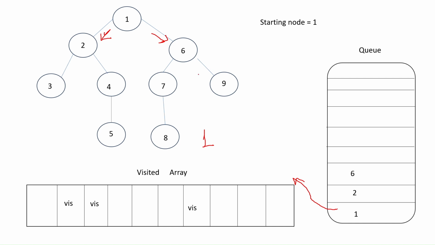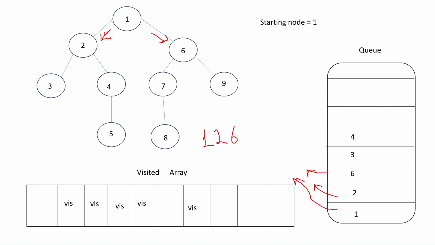Once this is done, we take out 2 from the queue and put it into the answer list. Then we check who the adjacent nodes of 2 are. If you see, 3 and 4 are the next level of 2, and they are adjacent to 2. So we put both of them into the queue and mark them as visited. Once both of them are put into the queue and marked visited, we move toward 6, which is the next element in the queue and was the adjacent of 1. So next we take out 6 and put it into the answer list.